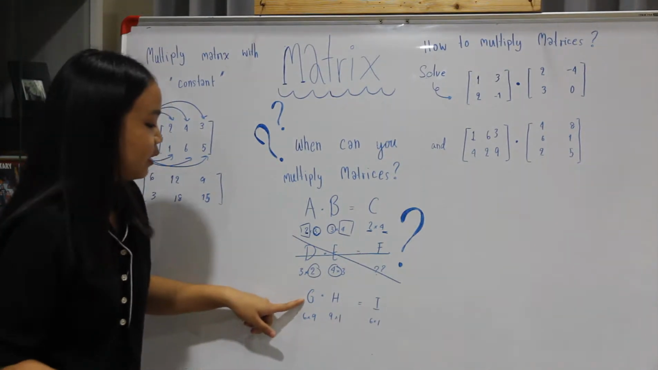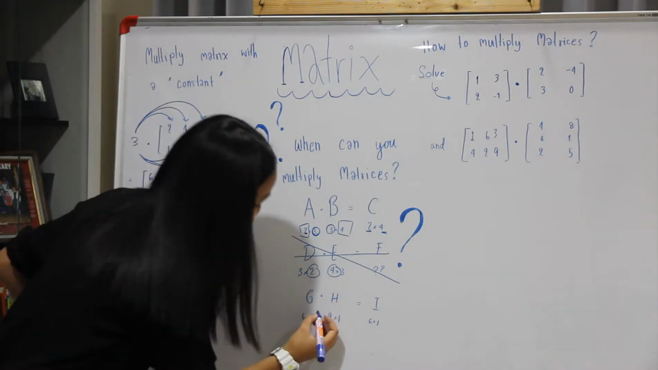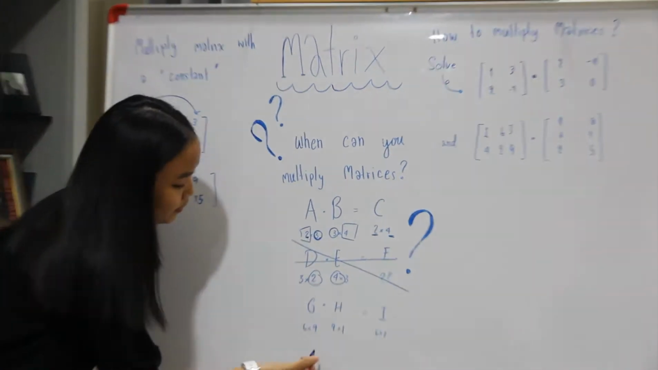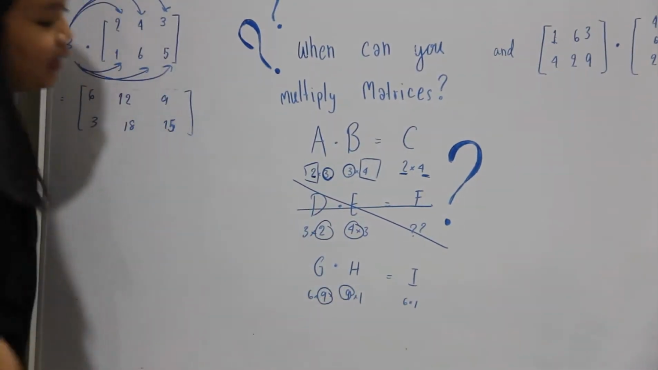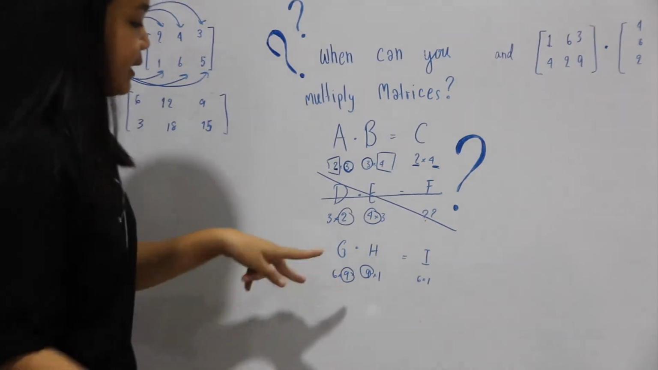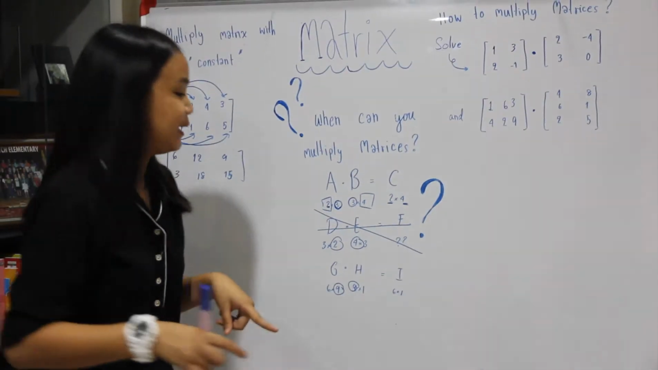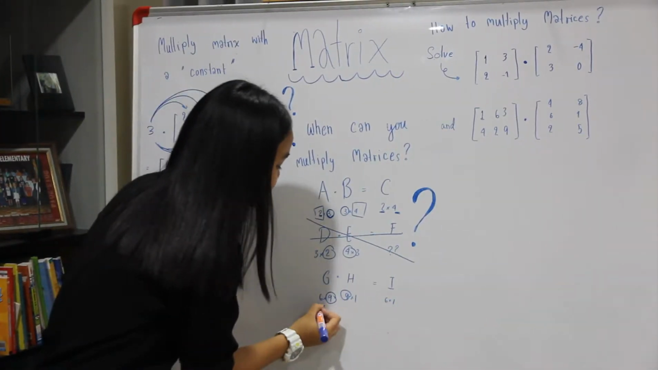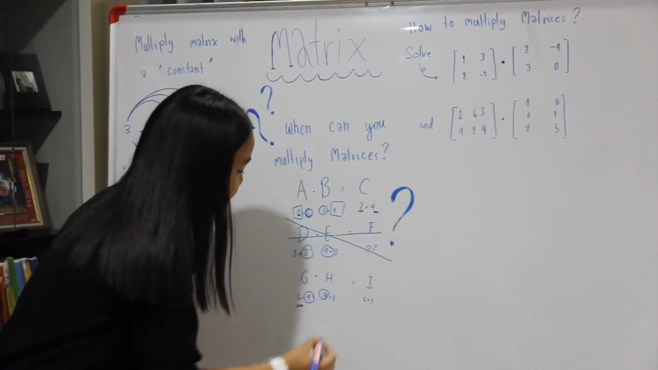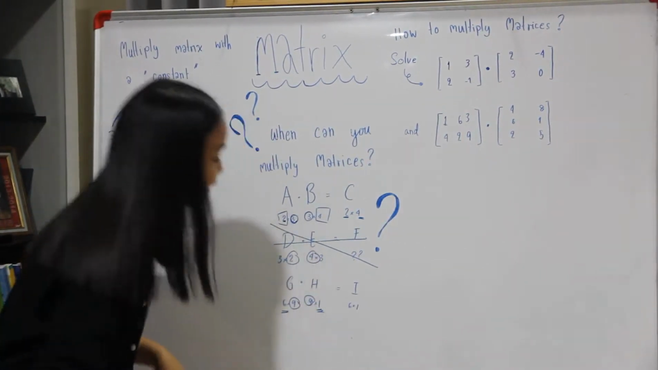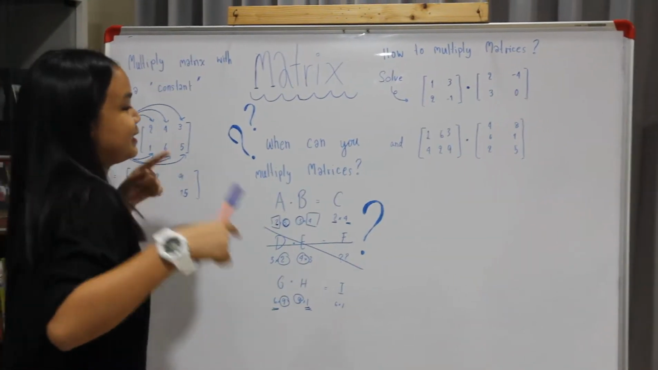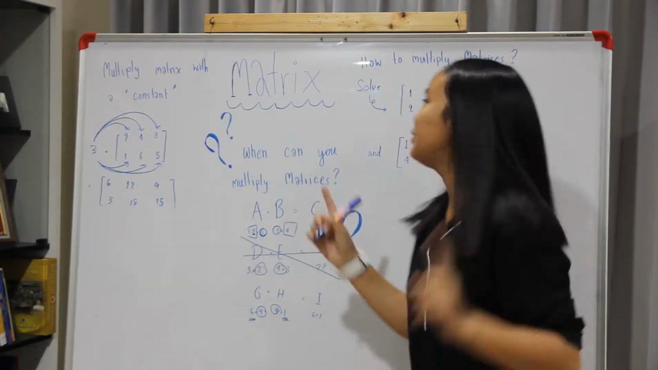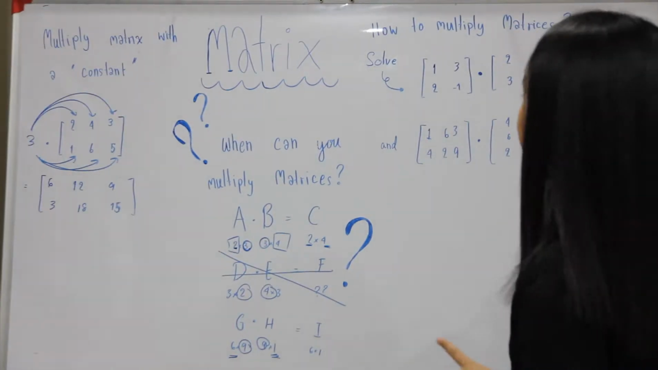But look here, I got G and H. What I see here is that G has 9 columns and H has 9 rows. So yes, you can multiply it, and the result will be 6 for the rows and 1 for the columns. Alright, now let's get to the next part. How do matrices get multiplied?